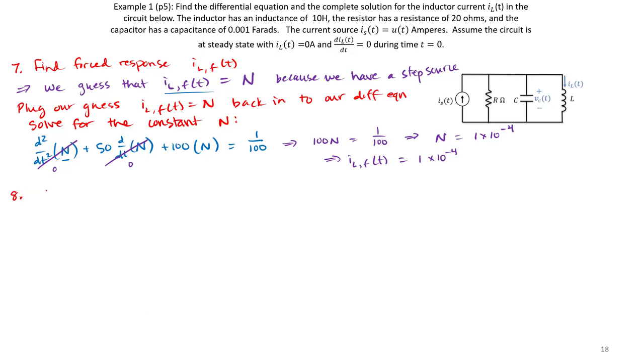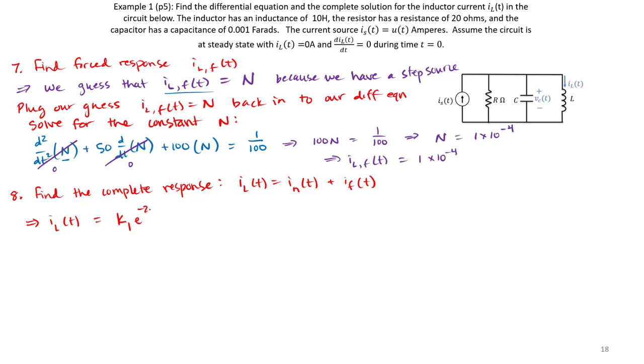Now that we have found our natural response and forced response, we can complete step 8, which is to find the complete response. And here we just need to sum our natural response and forced response together. So here we determine our complete response, iL of t, is going to be equal to our natural response. Remember, our natural response was k1 e to the minus 2.087t plus k2 e to the minus 47.92t, plus our forced response, which was 1 times 10 to the minus 4.